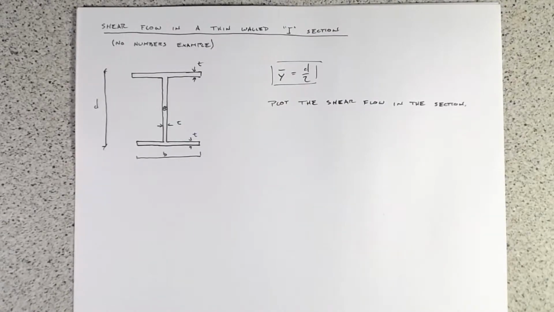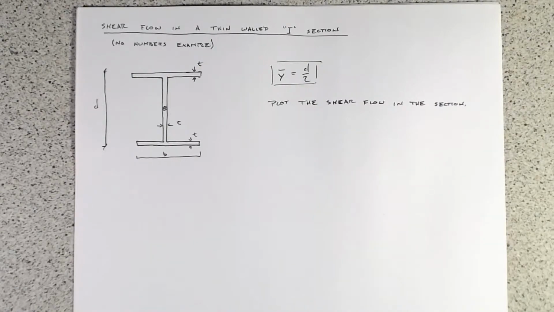So you can see the example that we have here. We just have an I-section with depth D, width B, and the flanges and the web all have the same thickness T. We're given that the neutral axis, or centroid location, is at D over 2. It's a symmetric section, so of course that's where it's going to be located. And what we need to do is plot the shear flow in the section.